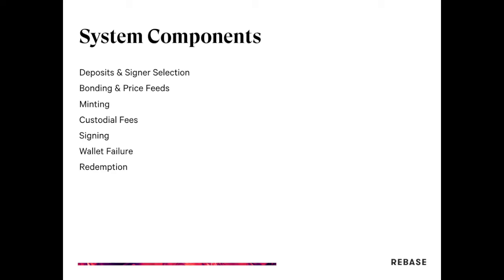So next we're going to go through the system components. I'll give you a list of them here, and then we'll go through each of them one by one. So the system is made up of the following components: deposits and signer selection, bonding and price feeds, minting, custodial fees, signing, wallet failure, and redemption.